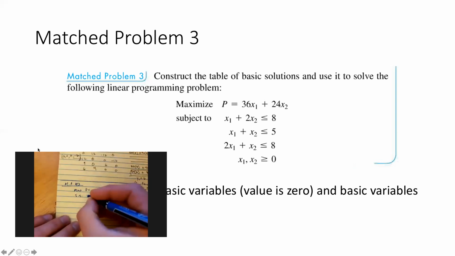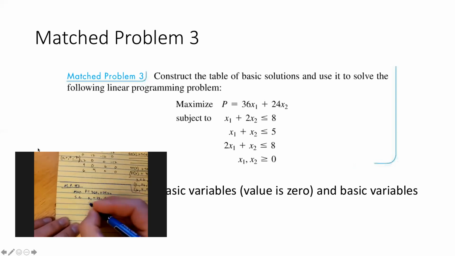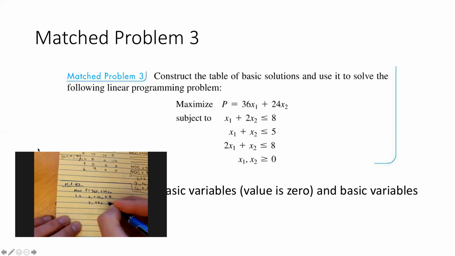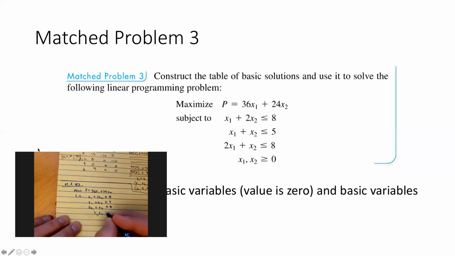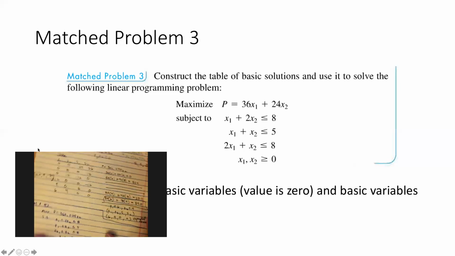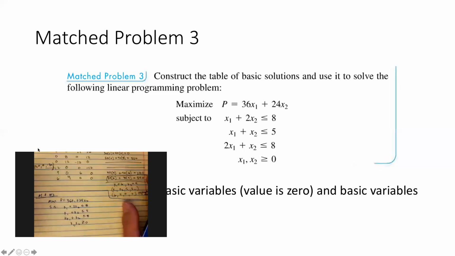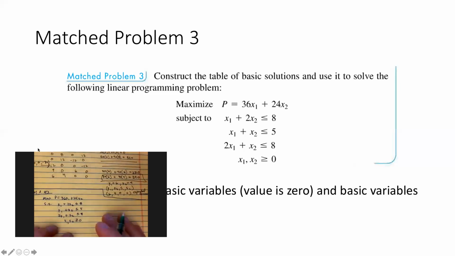X1 plus 2x2 is less than or equal to 8. And x1 plus x2 is less than or equal to 5, and 2x1 plus x2 is less than or equal to 8. And x1 and x2 are greater than or equal to 0, right? The non-negativity constraint. Now what we need to do is add our slack variables again. So these are our I systems, and now we're going to make our E systems. In other words, inequalities and equalities by adding the slack variable.